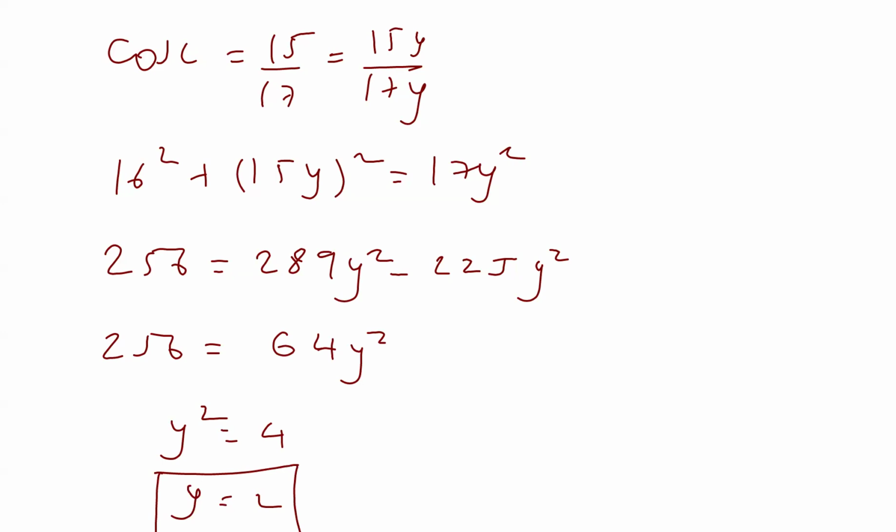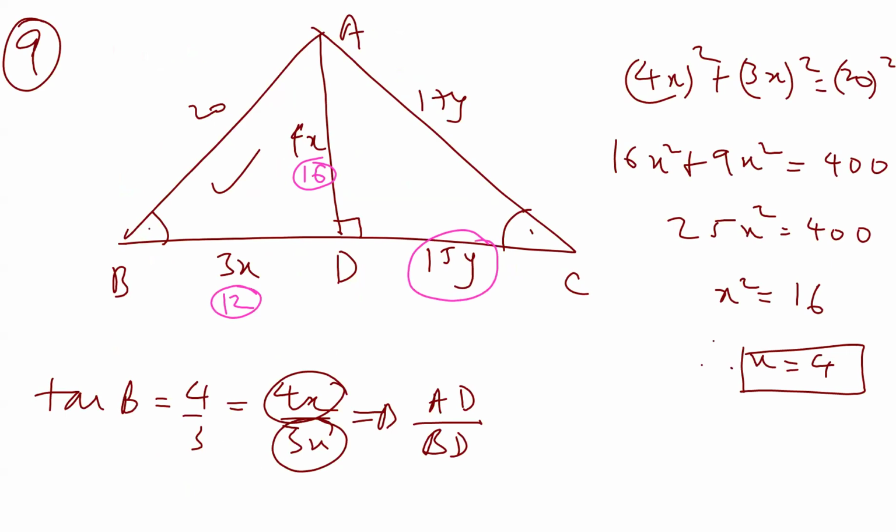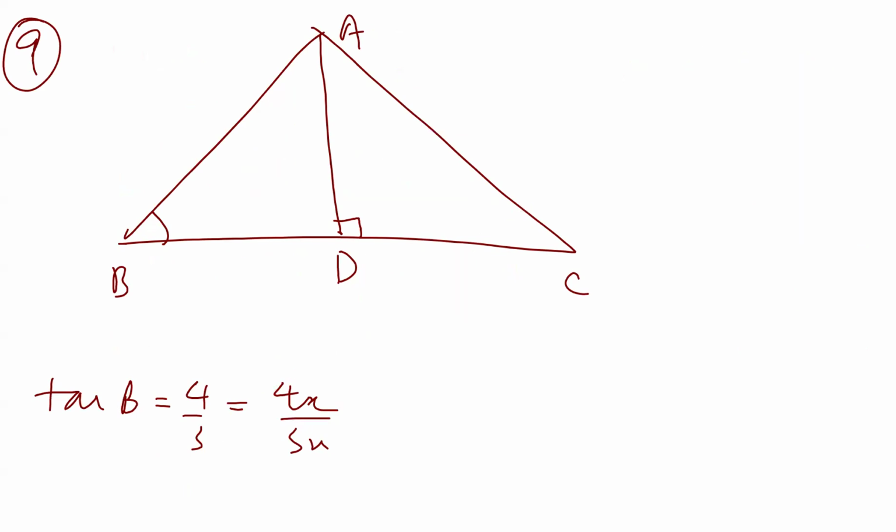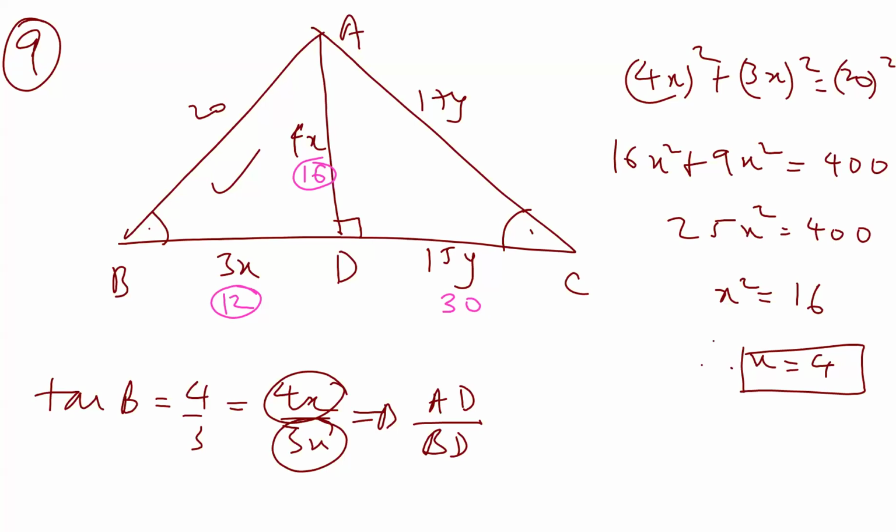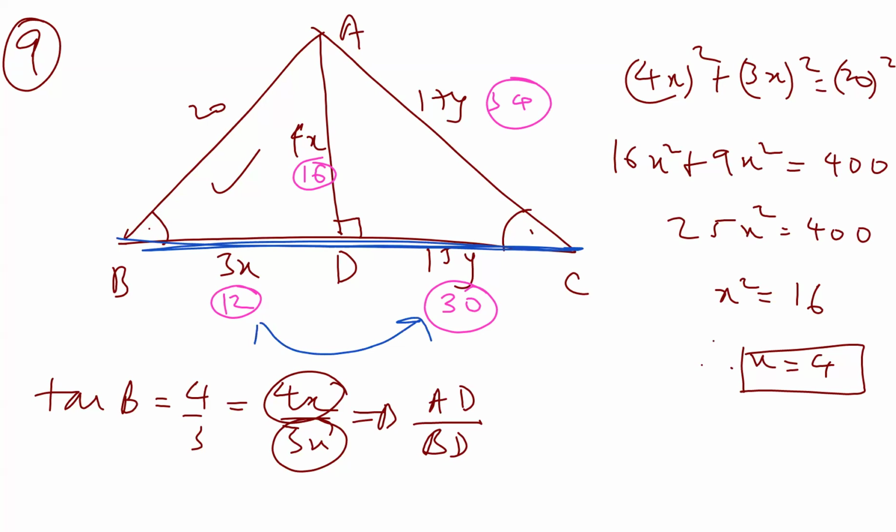And since y is equal to 2, this is going to be 30 and this is going to be 34. So now we have all the lengths. Now they're asking the length of side BC. So BC is this plus this, which is 42. Whatever units are there, you can put. And AC as well. AC is 34, which we have already calculated.